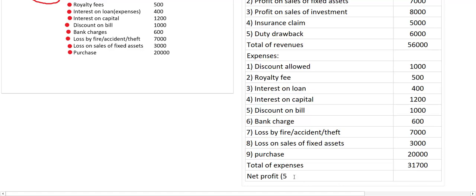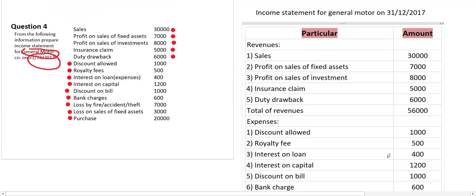Of course, 56,000 minus 31,000, 31,700. So now let us find out the difference. Difference between these two is equal to 24,300. So this is the amount of difference.